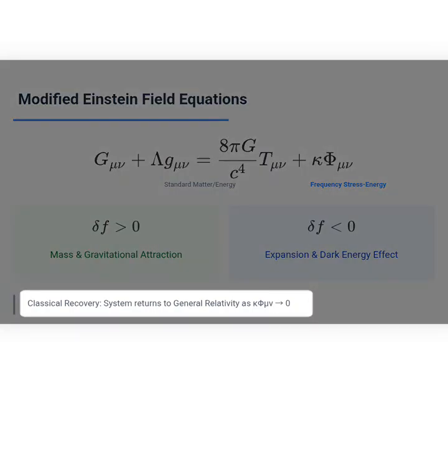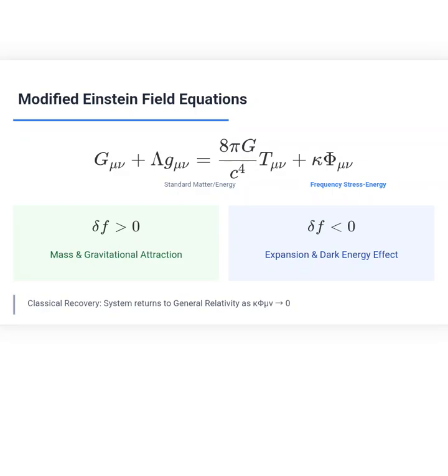Finally, notice the classical recovery. In the limit where the new tensor approaches zero, the system returns perfectly to standard general relativity, ensuring all our previous astronomical observations remain valid.